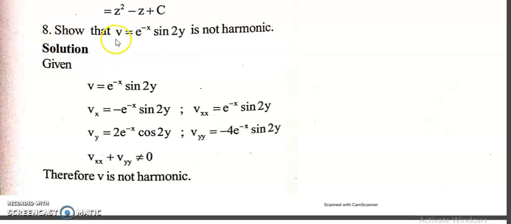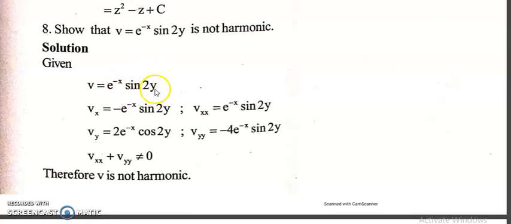Next question: show that v is equal to e raised to minus x sine 2y is not harmonic. v is equal to e raised to minus x sine 2y. vx, differentiating with respect to x, e power minus x into minus 1 sine 2y. vy means e power minus x is constant with respect to y, cos 2y into 2. So you get 2 cos 2y.